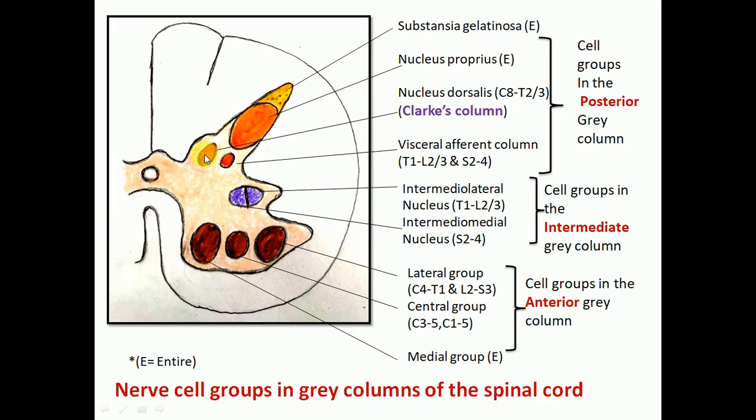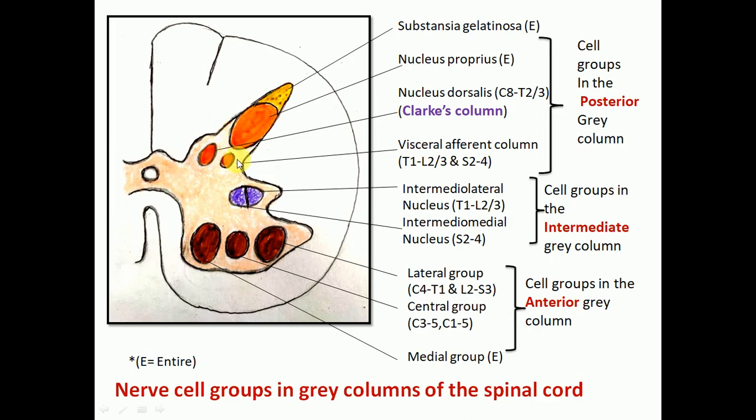On the medial aspect there is the nucleus dorsalis, and that is present in the segments between C8 to T2 or T3, that is also called Clark's column. Now, this nucleus dorsalis is concerned with both proprioceptive sensation, meaning muscle and joint sense, as well as exteroceptive sensation like pressure and touch coming from the trunk and lower limb.